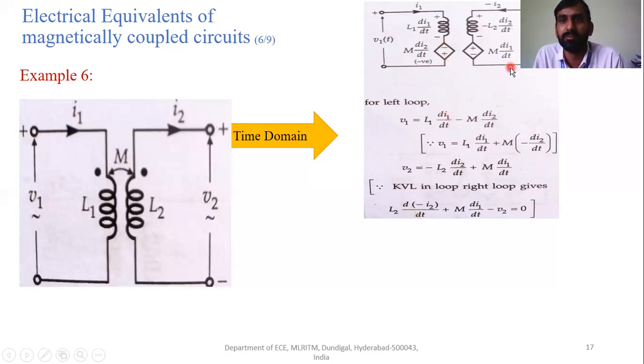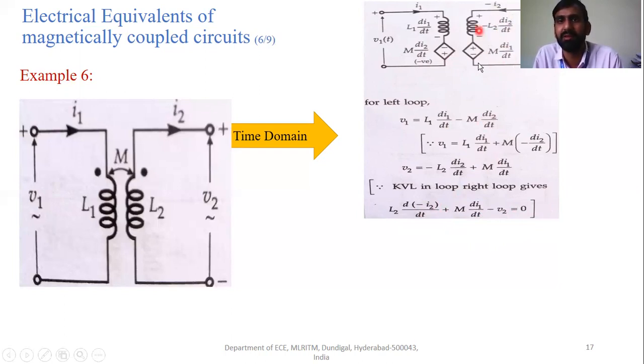So coming to the right hand side loop, the M term will be positive because I1 is positive. But here the L term, the self-inductance term, is going to be negative. The voltage drop with respect to the self-inductance is going to be negative because I2 is negative. So L2 d of minus I2 by dt plus M di1 by dt minus V2 is equal to 0. Just applying KVL in this loop.